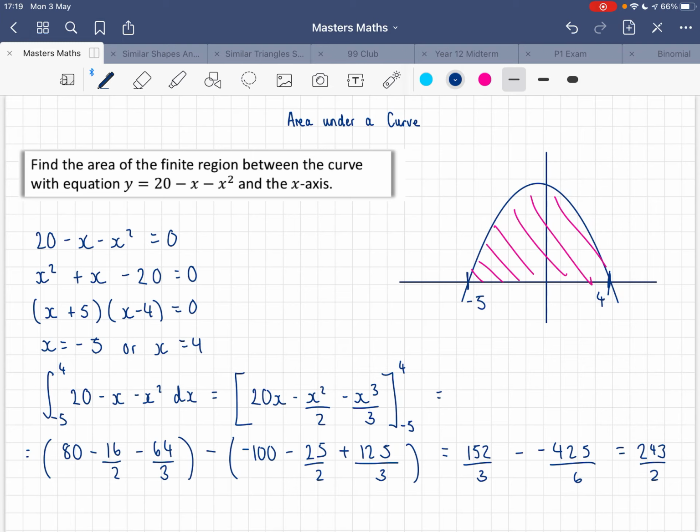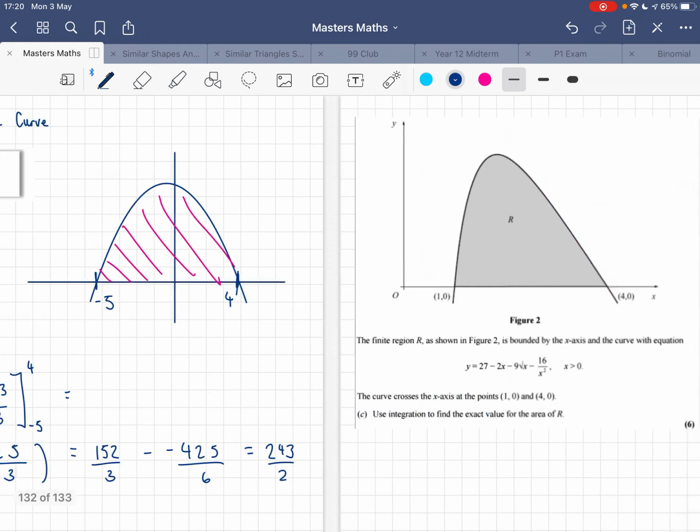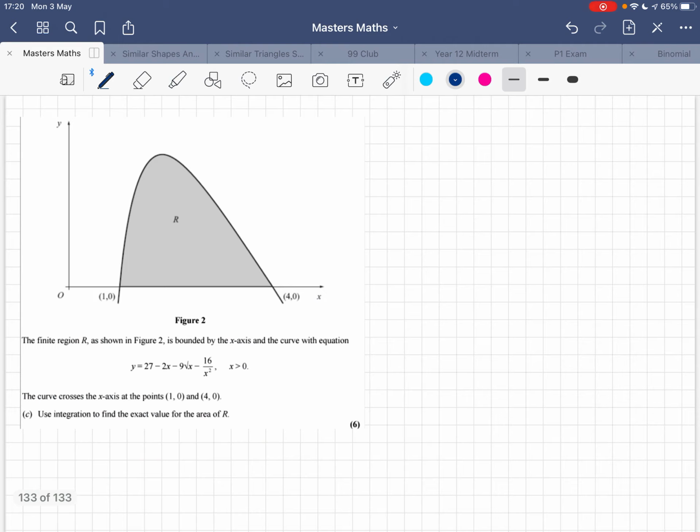I mean, this is the most basic type of question that you could be asked in terms of finding an area under a curve, but that's it. If you're not already given it, or it's not already obvious from the diagram, they'll often give you the diagram with the roots labelled. But if they don't, find the roots, integrate the equation of the curve between those two limits, and then evaluate it. Done. Easy. We'll do one more example.